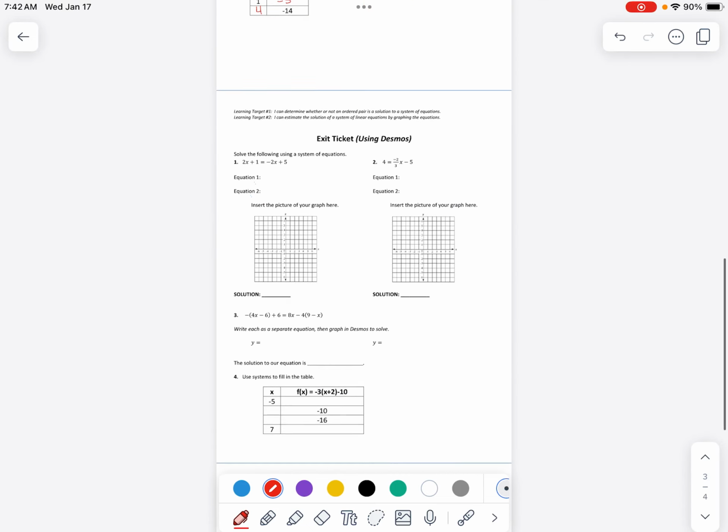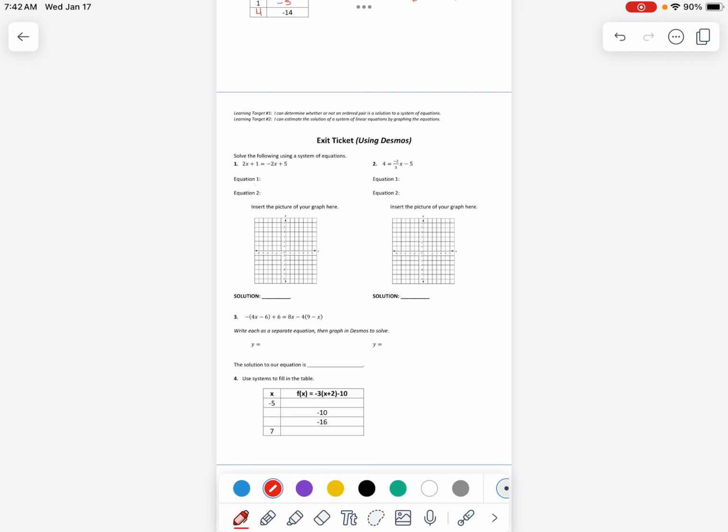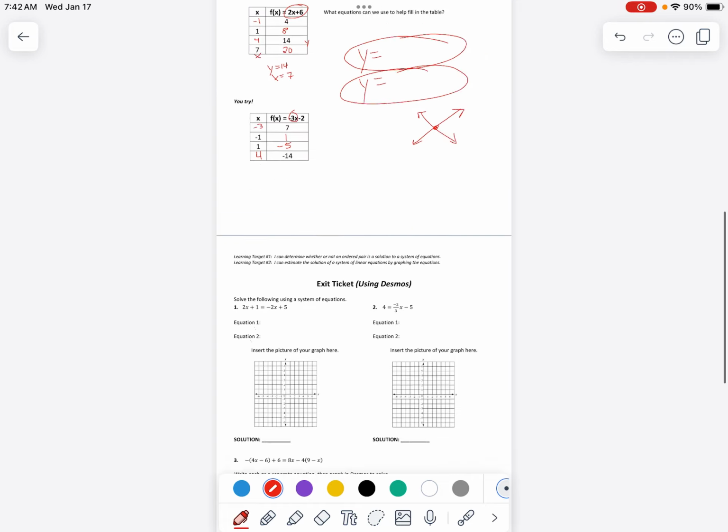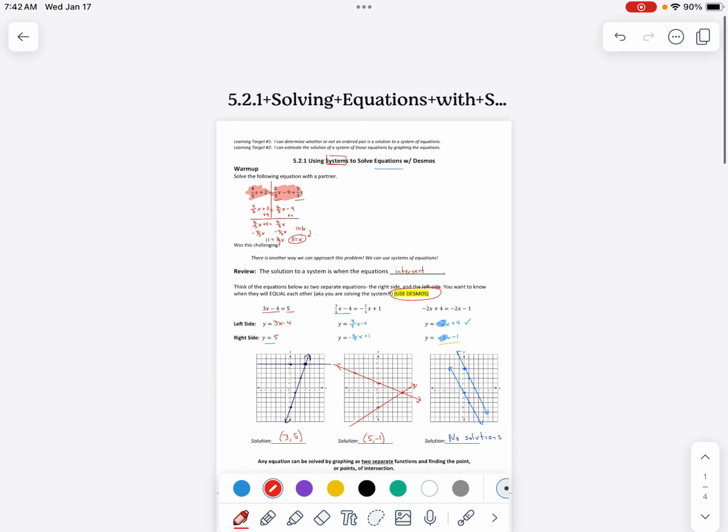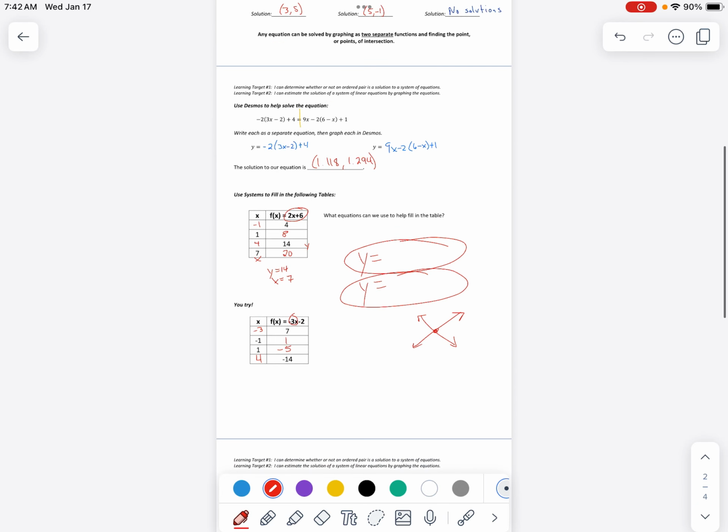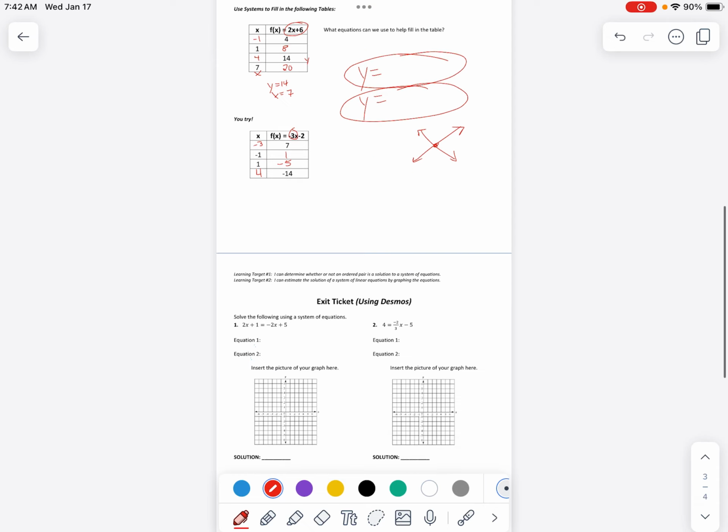So you have an exit ticket to do. You're going to go ahead and complete this. All of the questions are very similar to the examples that I just went through for you. You're going to go ahead and turn this in. This will be your homework for today. And then go ahead and work on your levels or anything else that you need to.